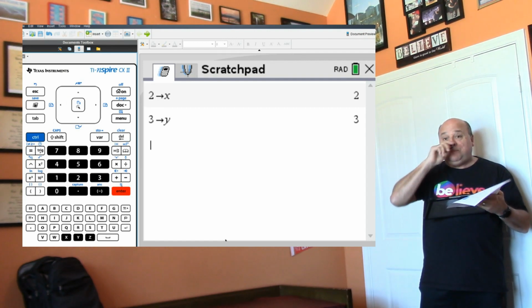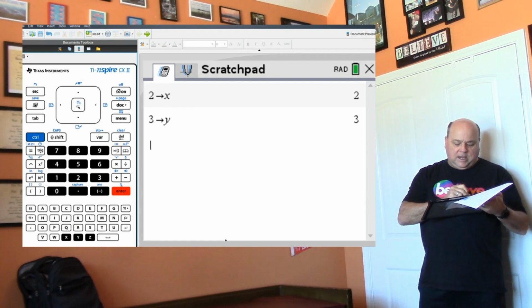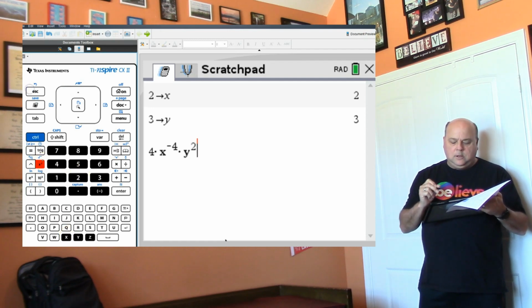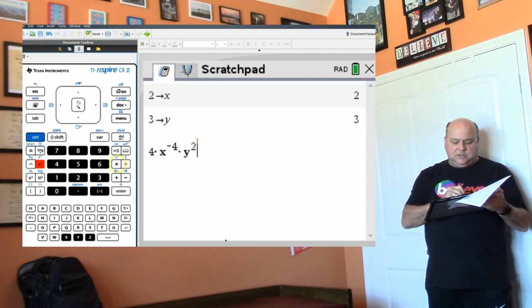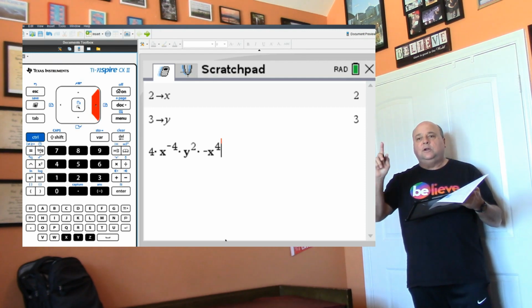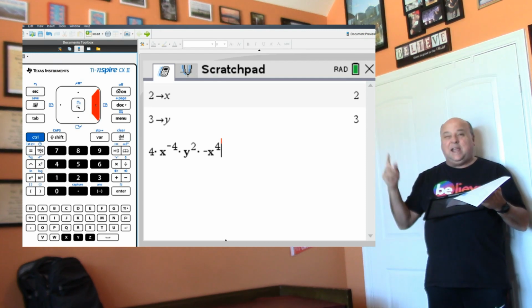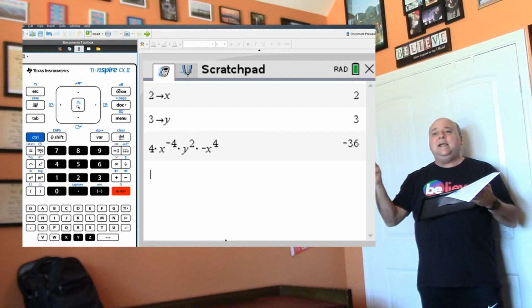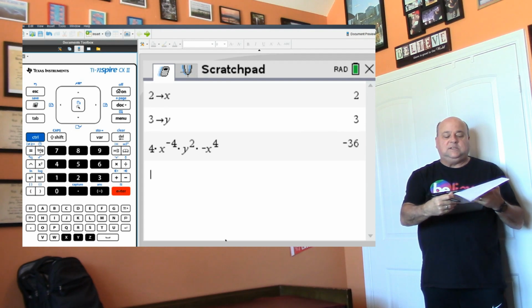All I've got to do is type in the problem and the answer choices. So we have 4 times x to the -4 times y squared. Now then I'm going to put times, and then we have a -x to the 4th. Make sure you can type these in. Notice also there's multiply between everything. If you don't put the multiply, sometimes it'll give you an error. Hit enter. My answer choice has to equal negative 36 to work.